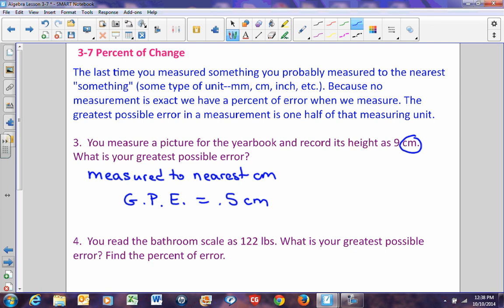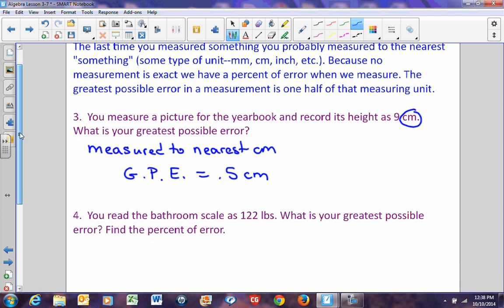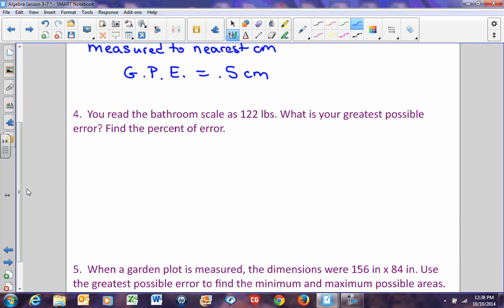Let's say you read the bathroom scale as 122 pounds. What is your greatest possible error? And we're going to find the percentage of error. We measure ourselves to the nearest pound, so our greatest possible error can be to the nearest 1/2 pound. The scale is off by 1/2 pound, one direction or the other. It's either too high or too low.